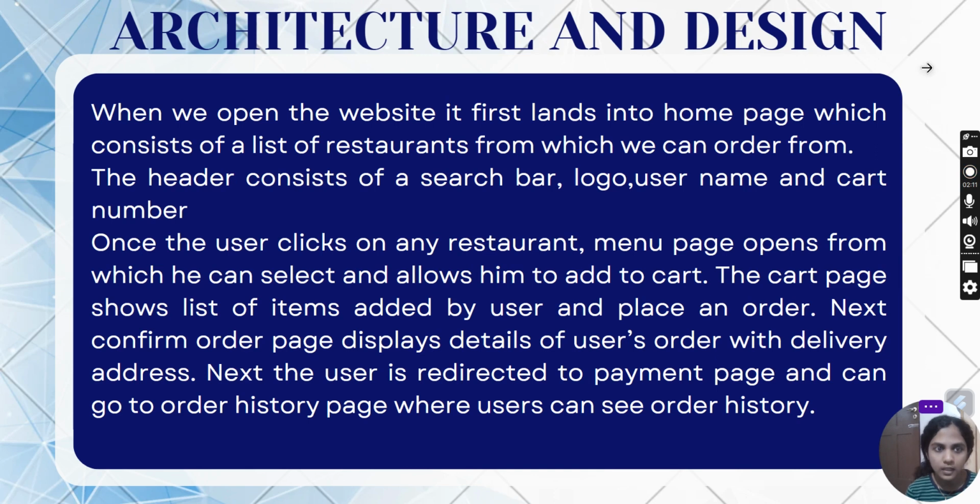Next, if we look into the architecture and design, when we open the website, it first lands on the homepage, which consists of a list of restaurants from which we can order. The header consists of a search bar, a logo, username, and cart number. Once a user clicks on any restaurant, the menu page opens, from which he can select items and add them to the cart. The cart page shows the list of items added by the user and is used to place an order. Next, the confirm order page displays details of the user's order with the delivery address. Next, the user is redirected to the payment page and can go to order history, where users can see their order history.